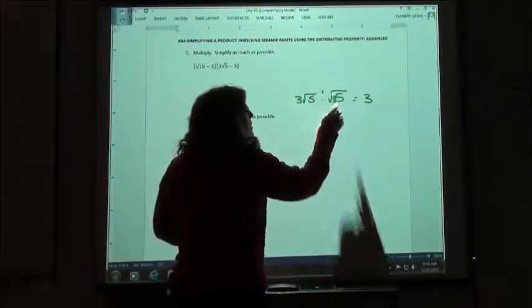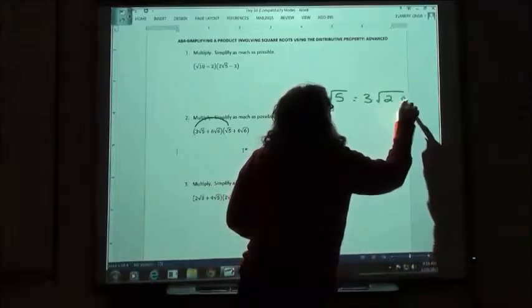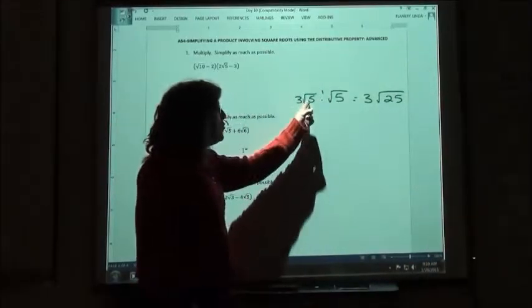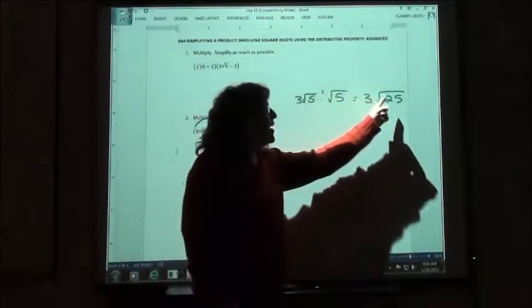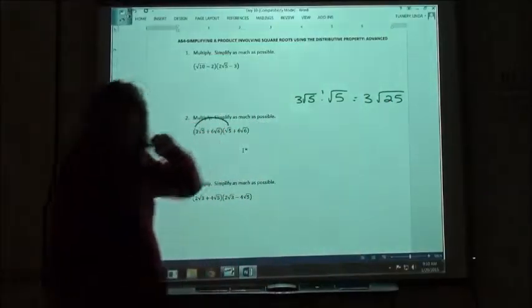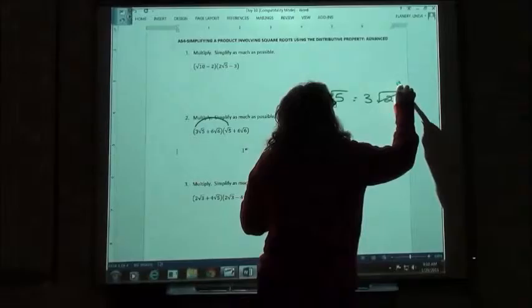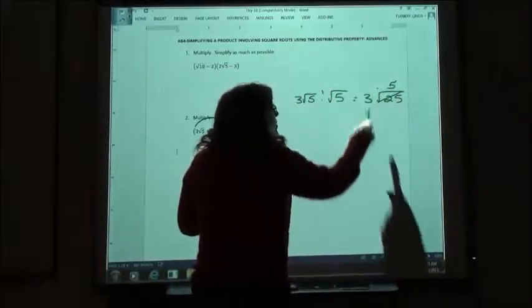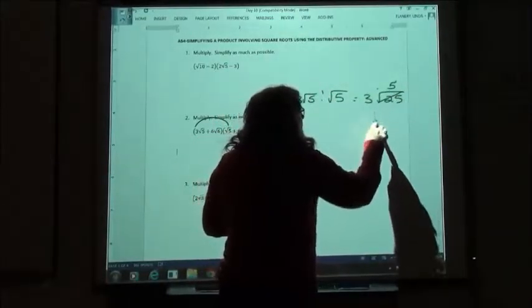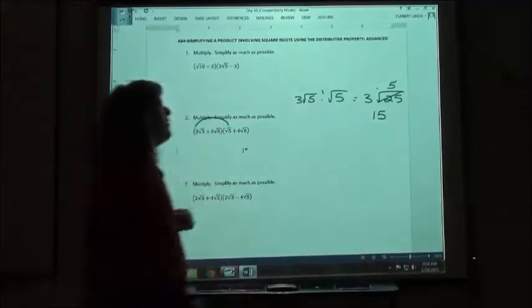Square root of 5 times the square root of 5 is the square root of 25. Nice thing happens when those are both the same. This number turns into a perfect square, and we can then take the square root of that number. The square root of 25 is the nice whole number 5, so that when we multiply 3 times 5, we just get the nice number 15.